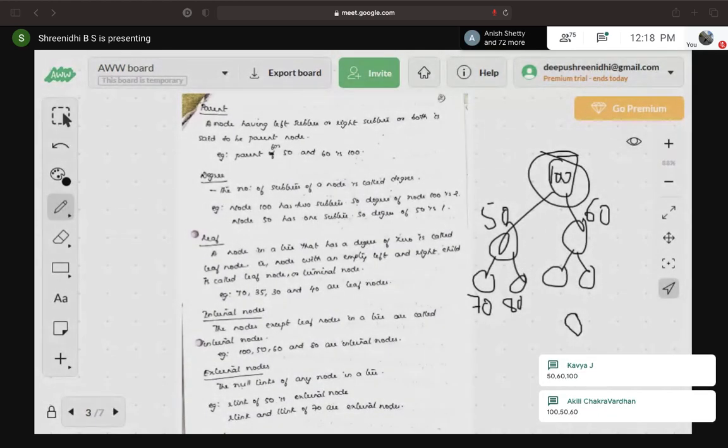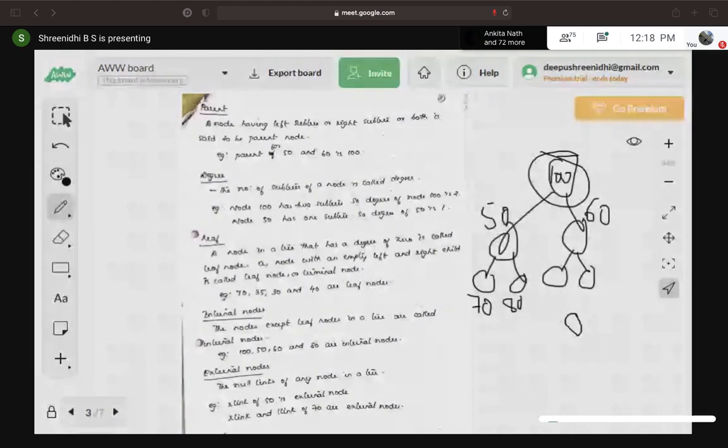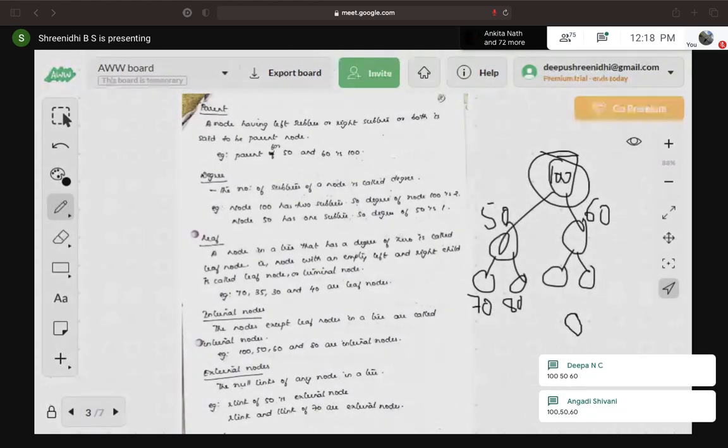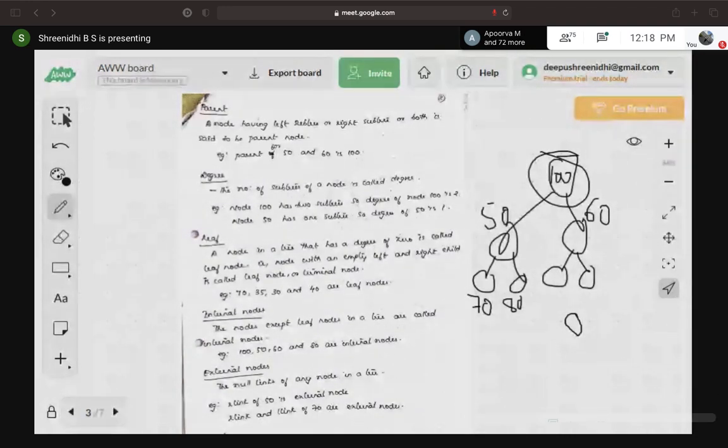After this, I will give a tree, one complete tree. You have to write everything there: internal nodes, external nodes, siblings, degree of the tree. For each and every node, we should analyze. Yeah, 100, 50, 60. Yes, correct. So that is about the internal nodes of a tree.